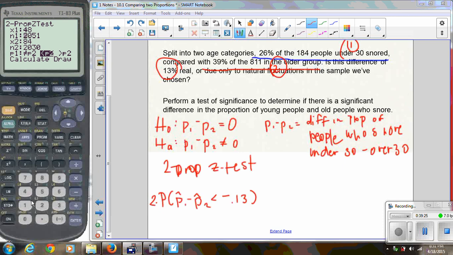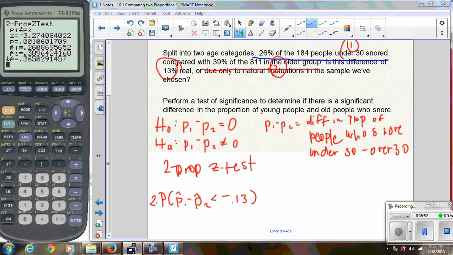So in my first sample I had 184, and then in the second one I want to take 39% of 811. And so again, I'm going to round that down to 316. And then my second group had 811 in it. And this time we're doing a two-tailed test.